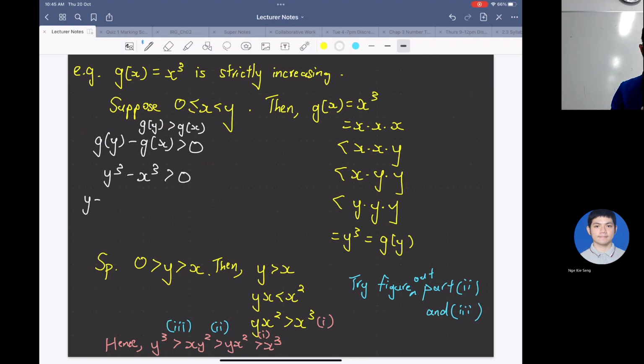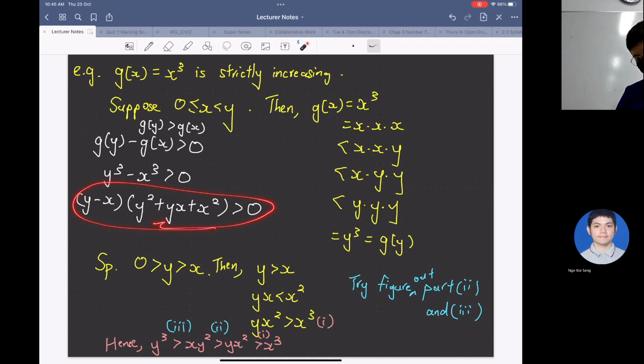You'll notice that maybe you can factorize it out. From here, it's easy to see it's greater than 0, because y squared is positive. If both of them are positive, then the product is positive. And x squared is also positive, and since y is greater than x, this is positive. So positive times positive is positive.